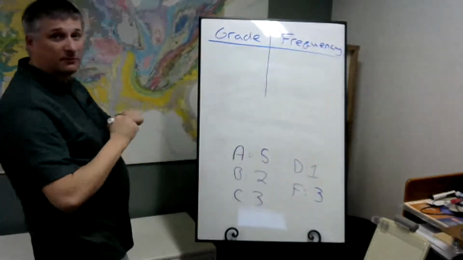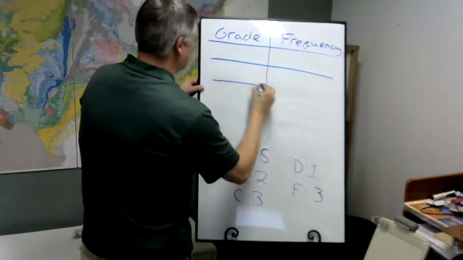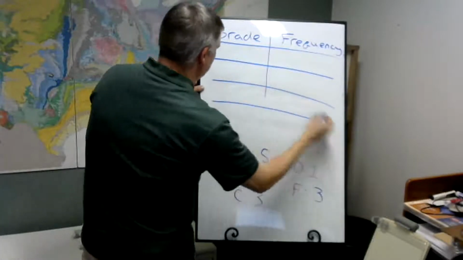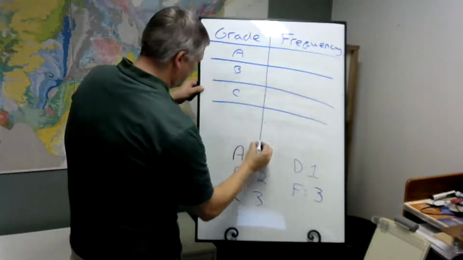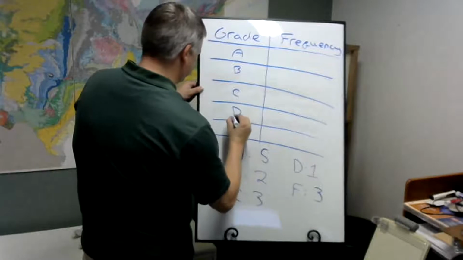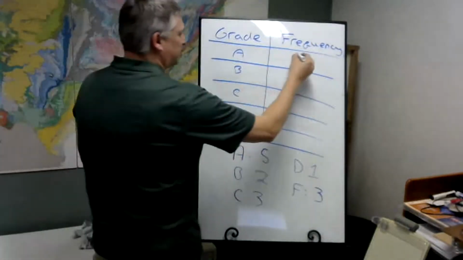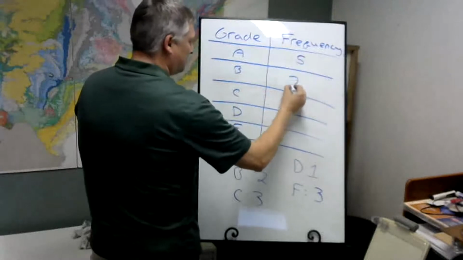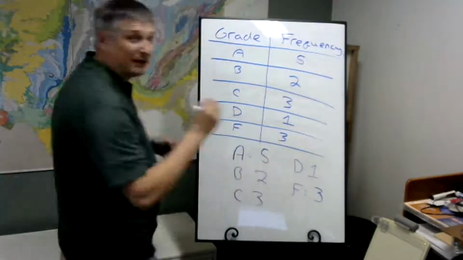Put this in a different format. So now we put in the frequencies. There were 5 A's, 2 B's, 3 C's, 1 D, 3 F's.